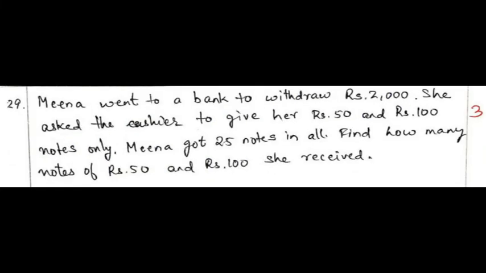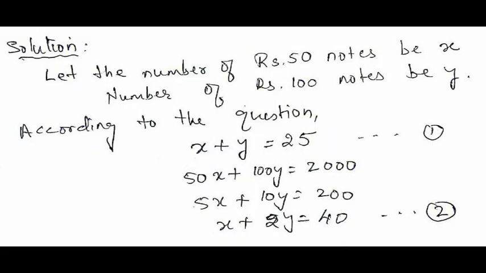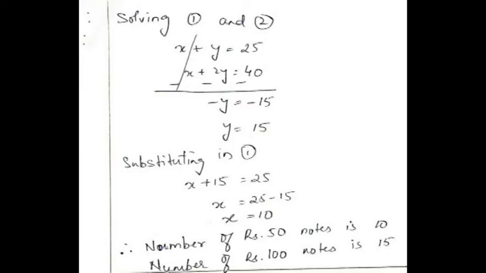Question 29. Meena went to a bank to withdraw rupees 2000. She asked the cashier to give her rupees 50 and rupees 100 notes only. Meena got 25 notes in all. Find how many notes of rupees 50 and rupees 100 she received. So let the number of 50 rupees notes be x and 100 rupee be y. So we get two equations, x plus y equal to 25, x plus 2y is equal to 40. Solving them, you get y is equal to 15 and x is equal to 10.